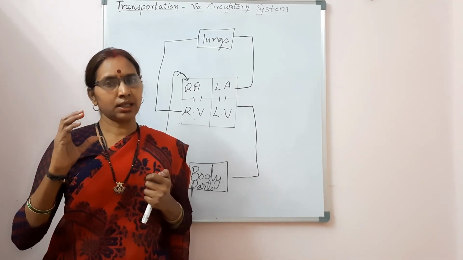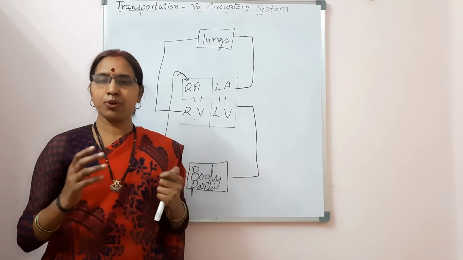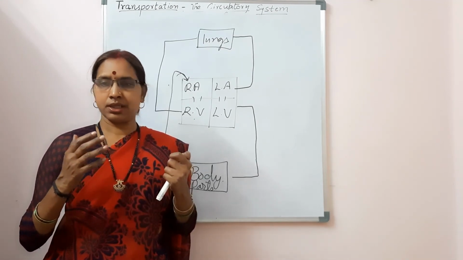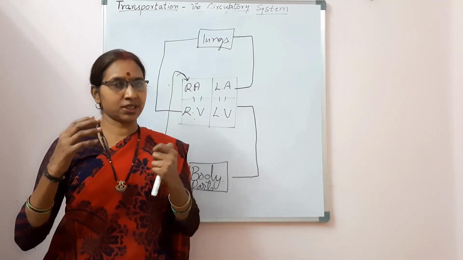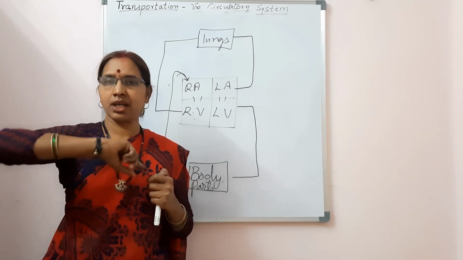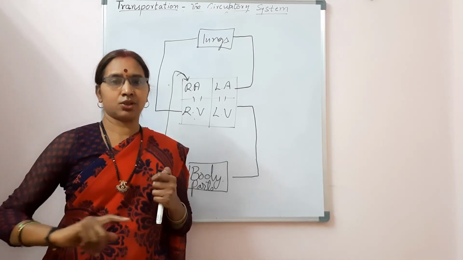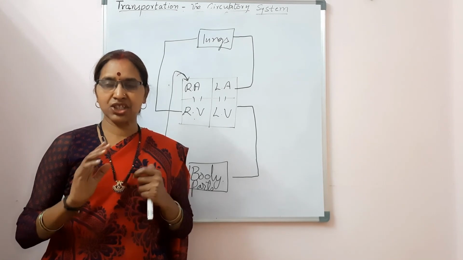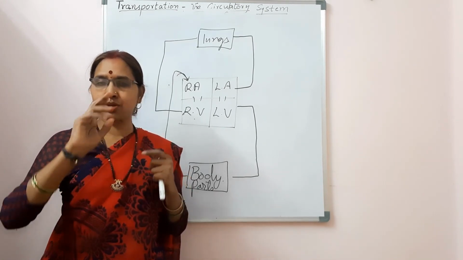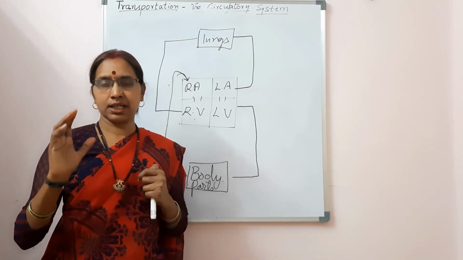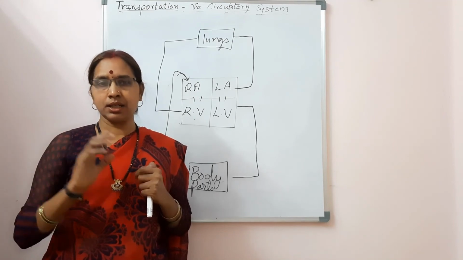Usually the mammals and the birds. So I hope you all have understood about the single circulation which takes place in fish, a course where the blood flows once through the heart, and double circulation where the blood flows twice through the heart, and this occurs in mammals and in birds.